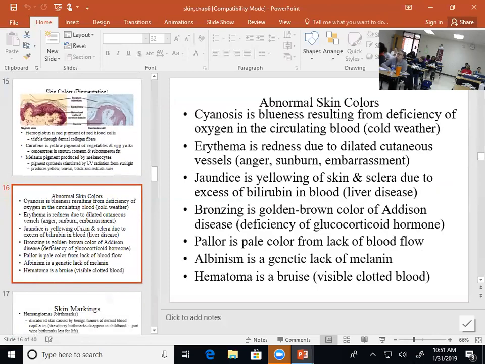But let's look. Those are some things that are natural, right? Those are natural colors. But let's look at some things that aren't a natural color. I want you all to know what cyanosis means. Cyanosis is a bluing or blueness that can happen of the skin, or purpling, if you will.